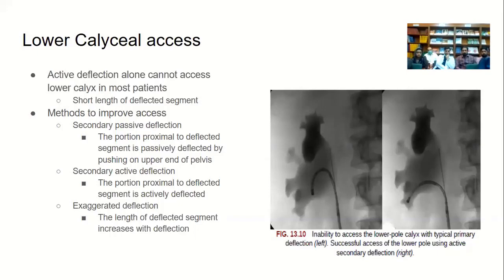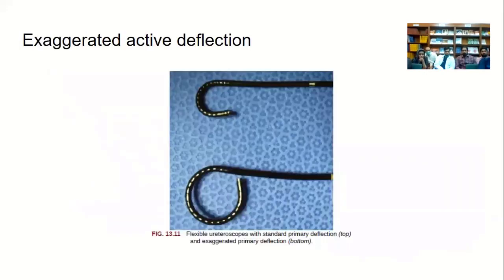Then there are modernized instruments which have two levers, in which secondary active deflection can also be carried out. The portion proximal to the deflected segment is actively deflected. Then there are certain instruments in which exaggerated deflection is carried out. The length of the deflected segment increases, and this helps us in reaching the lower calyceal stones. Here we can see the flexible ureteroscope with active deflection, and these are modernized ones in which we can have exaggerated primary deflection.